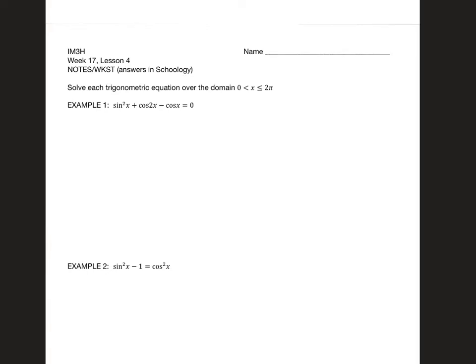This is week 17, lesson 4. Okay, so these are starting to all sort of look the same to you, I'm assuming, right? Again, the directions are still the same: solve the trig equation, here's the domain.